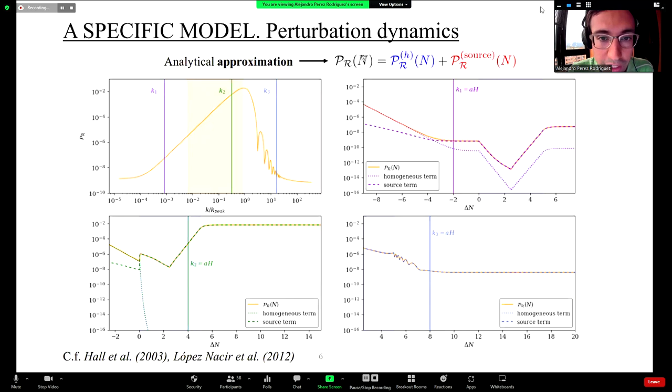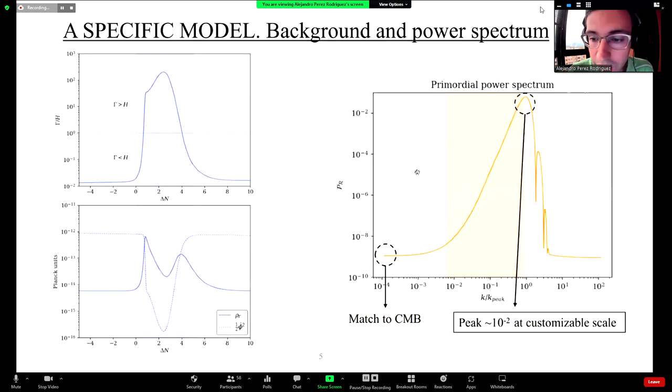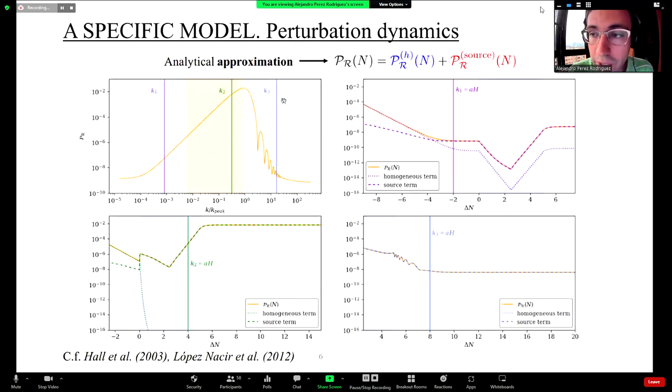If we compute the power spectrum in this analytical approximation, we get a result like this one here. You can see that it does not totally fit the numerical result, but that is to be expected because of the many simplifications that have been made in the middle. The relevant thing is that it catches the main qualitative features.